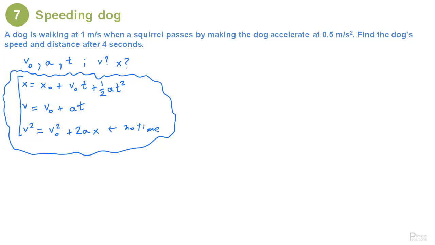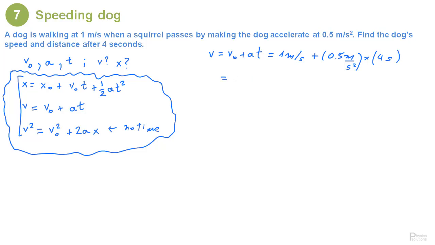So the dog is walking at 1 meter per second. We know the acceleration, and we're asked to find the velocity and the distance after 4 seconds. So since time is involved, we know we have to use the other two. In order to find the velocity, we simply use the second formula here. So V is V0 plus A times T. So V0 is 1 meter per second. That was the speed before the acceleration happens, before the squirrel showed up. The acceleration is 0.5 meters per second square. Units here are very important, don't forget that. And the time is 4 seconds.